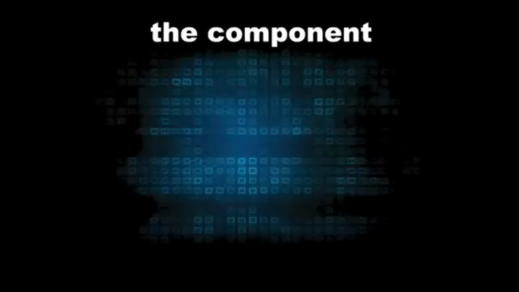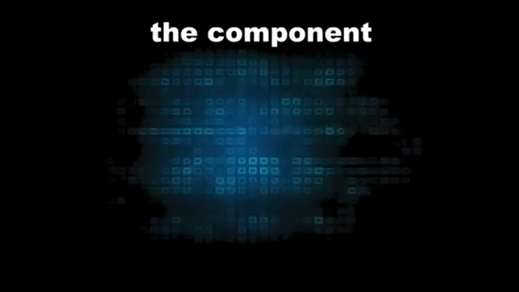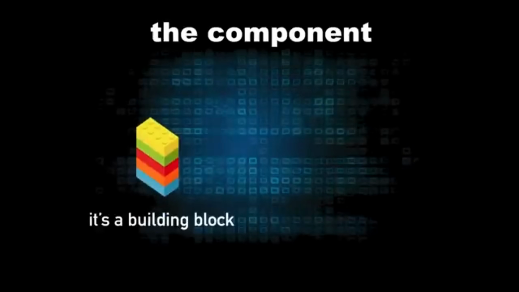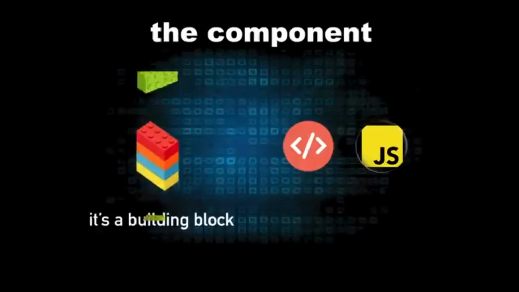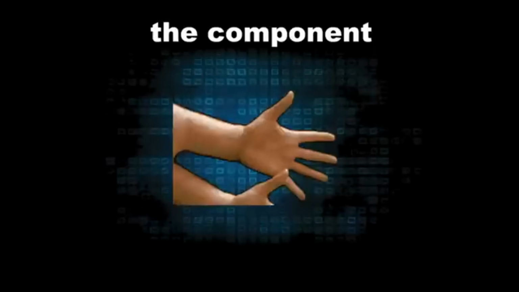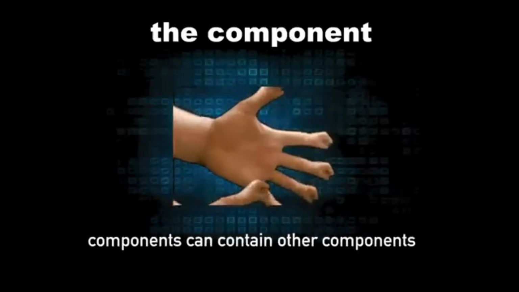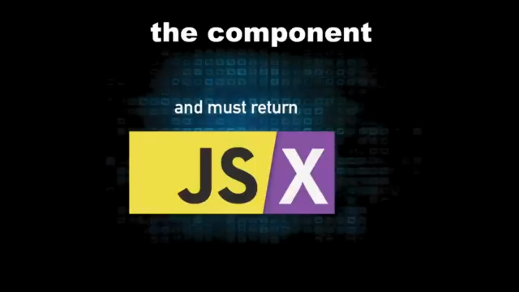Let's talk about the component, the atomic unit of React. The official definition is a loosely coupled unit, but I think a better definition is a building block, which contains both markup and JavaScript logic. Components can also contain other components and will always roll up to the app component. And finally, they must return JSX.